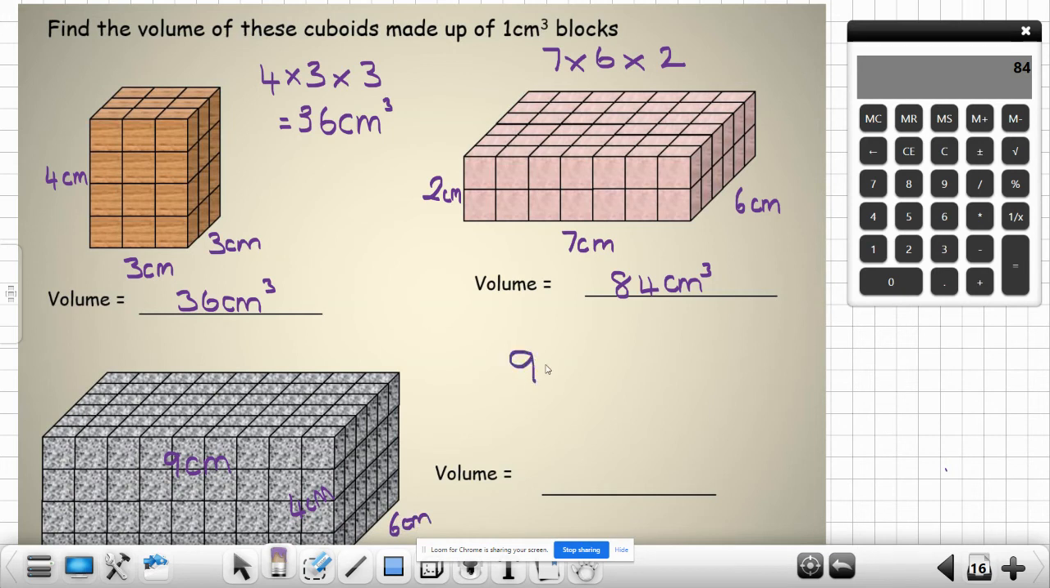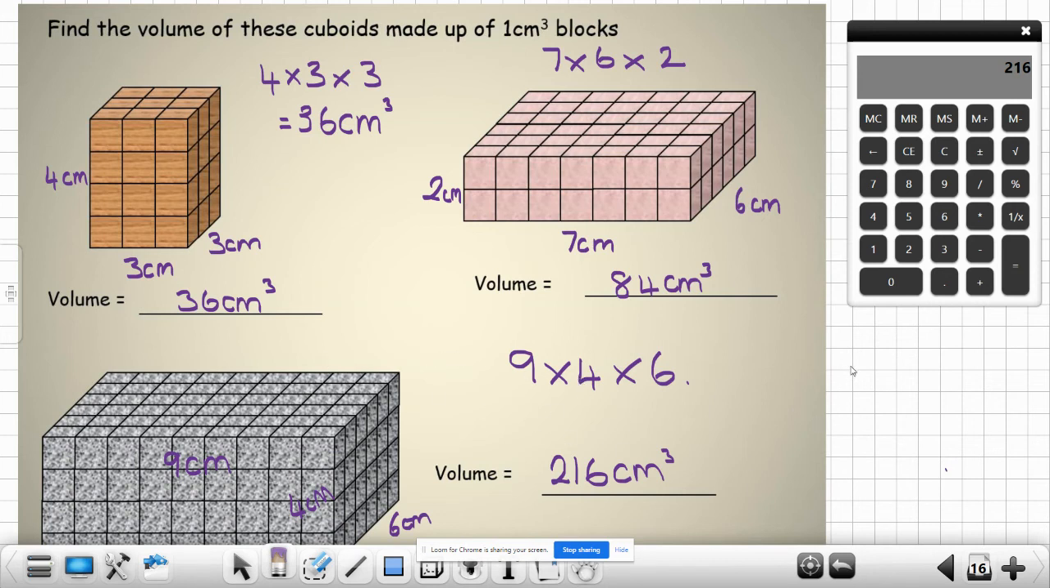So 9 times 4 times 6. And this time I'm going to do it on the calculator for speed. Oops, that went wrong. You see, I'm better off doing it in my head. 9 times 6 times 4 is 216 cubed centimetres. So as we're getting up in dimensions, then we're just multiplying more together.